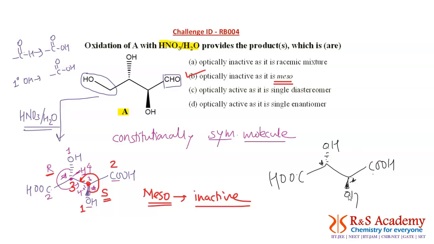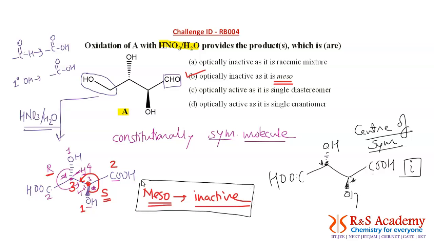Here below the plane and above the plane, by looking at the molecule from this center to this center, there is a center of inversion, which is also called the center of symmetry. Whenever a molecule has a center of inversion present, such molecules are meso isomers, and such meso isomers are optically inactive. So the correct answer for this question is optically inactive, as it is meso.